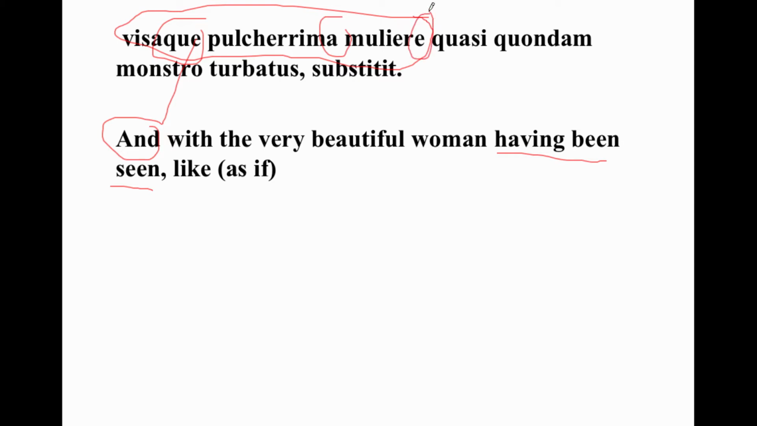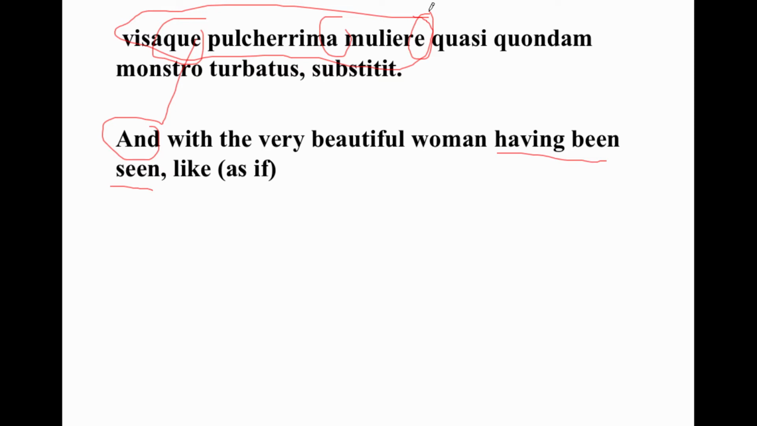Visaque pulcherrima muliere, quasi quondam monstro turbatus substitit. Okay, so the sentence begins with an ablative absolute. Literally, we have the word que here, which is and. Visa means having been seen. And pulcherrima muliere, these are also ablatives. So literally, with the very beautiful woman having been seen. Now, you know that you can always convert an ablative absolute into something a little more straightforward. You could say, after he saw the very beautiful woman.